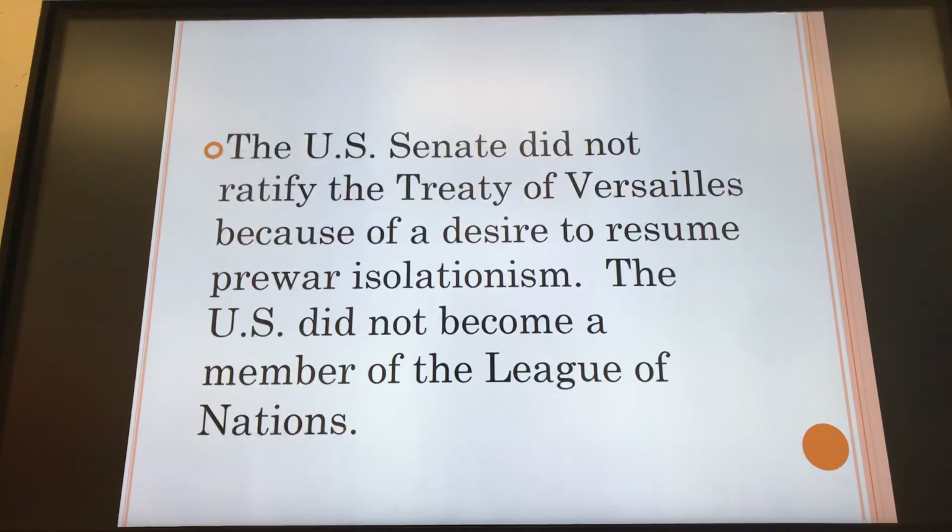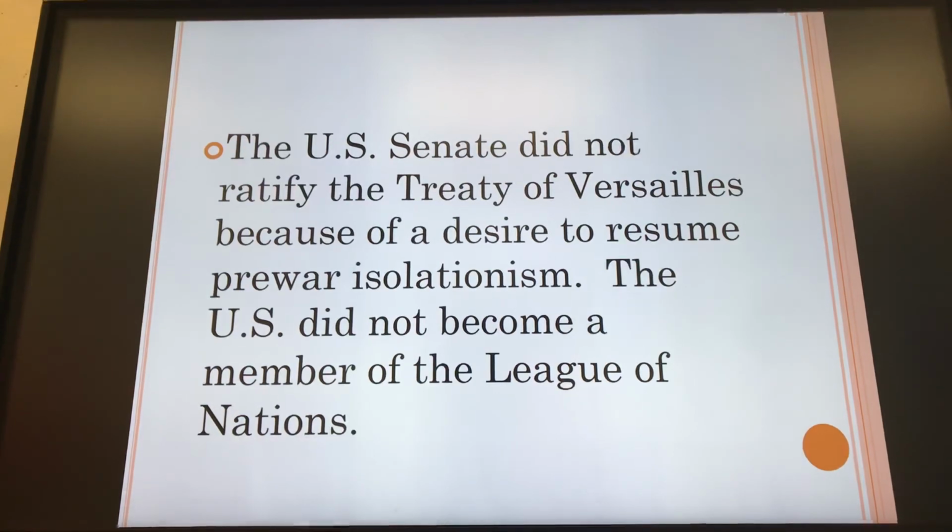The reason it's not very effective is mentioned here. Even though President Wilson came up with the idea for a League of Nations, the United States is not going to join. It says the United States Senate will not ratify the Treaty of Versailles because of a desire to resume pre-war isolationism. America does not want to join any alliances with European countries. The reason we don't want to join any alliances is because we don't want to get drawn back into another war if another war happens.